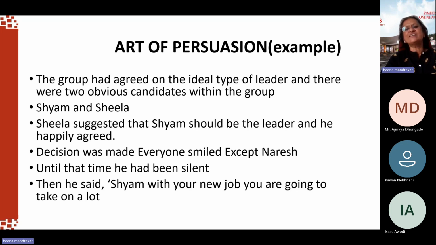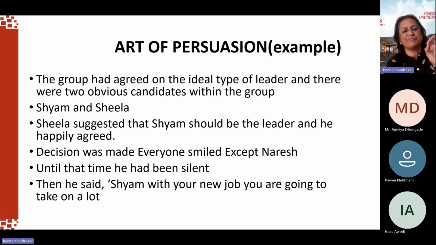Okay. Now, here is an example which is quite offbeat, different, but yet it comes under the art of persuasion. Let's read it together. The group had agreed on the ideal type of leader, and there were two obvious candidates within the group, Sham and Sheila. Okay, there was a group, and they said, we will choose either Sham or Sheila. Sheila suggested that Sham should be the leader, and he happily agreed. Decision was made, everyone smiled, except Naresh.